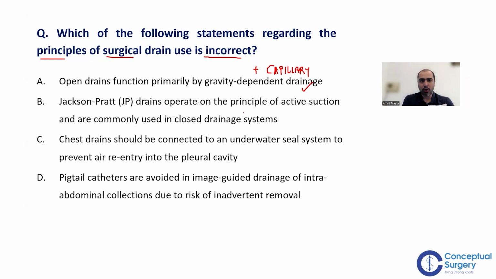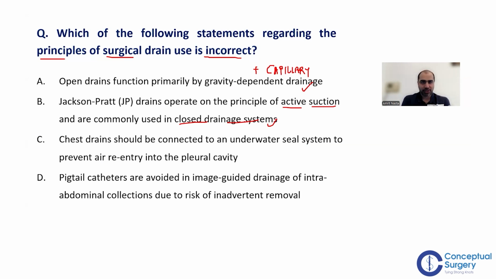JP drain operates on the principle of active suction. It's a type of closed drainage system. This is true. So JP drain, Romovac drains, the ones we use in surgery, they have an inherent suction. I don't need to attach it to a suction machine. It has an inbuilt suction effect. So it's a closed drainage system with suction.